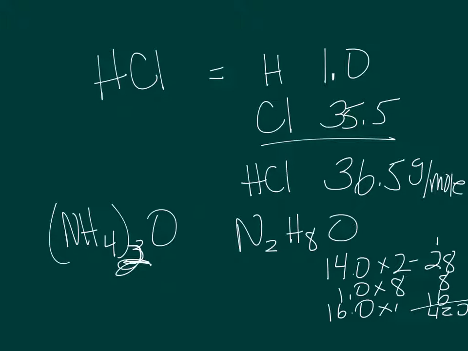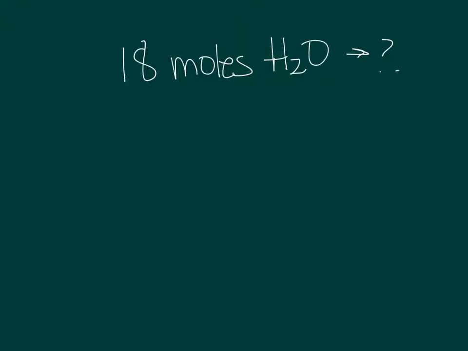Okay, so that's how you get molar mass. You just add up the masses from the periodic table for each of your atoms that's represented. You'll need to take an amount of moles. Let's say I have 18 moles of water. How many grams do I have? So moles to grams.